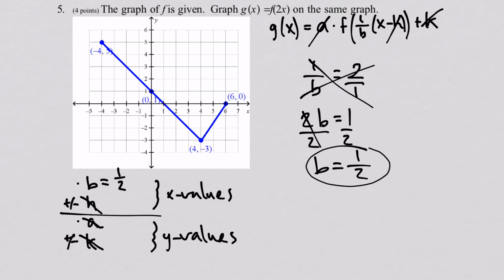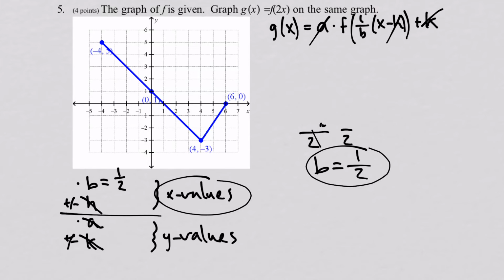It's 1/2. Okay? And we said, what does b do? It multiplies, right? Which values? The x values. So that's exactly what we're going to do in our graph right now. We're going to multiply the x values by 1/2 to get new x values. Are we doing anything to the y values? No, because a and k are not even there. Okay? So let's do that and we'll be done. That's basically the only step we're taking.